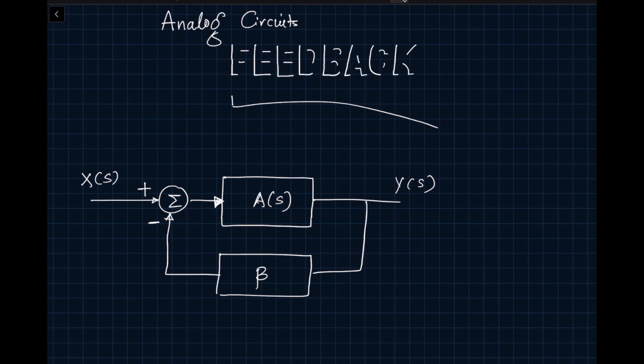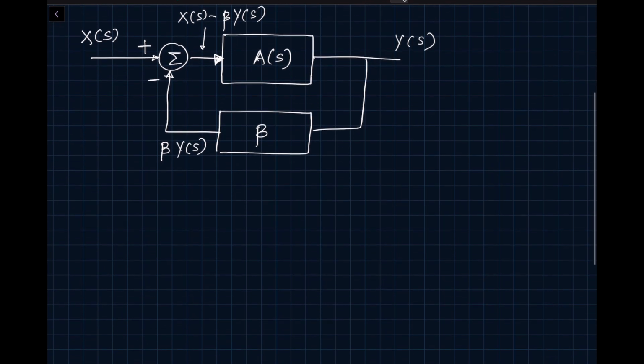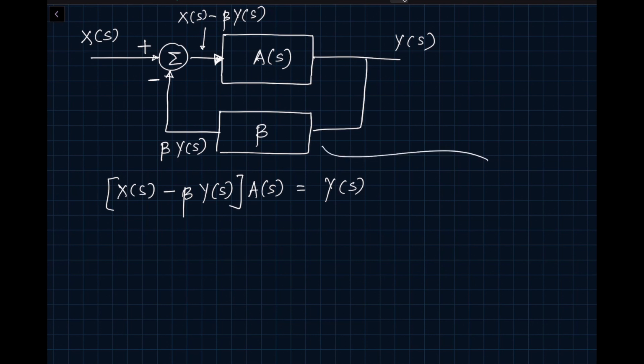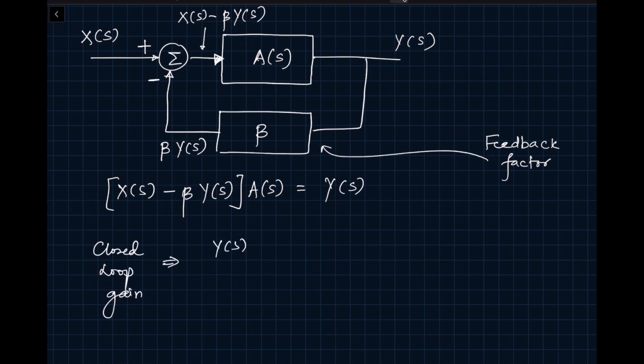So then we can write the expression here: beta times y(s), and this would be x(s) minus beta times y(s). That would be this particular output. So we can solve this equation. Beta is called the feedback factor. If we solve this, we will get the closed loop gain. That will be y(s) divided by x(s), which is equal to A(s) divided by 1 plus beta A(s).